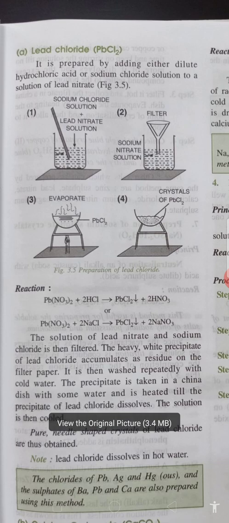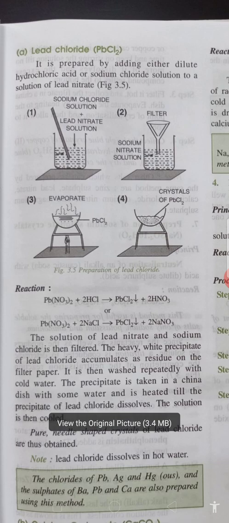So you can see the reaction given here, children. Pb(NO3)2 plus HCl or plus NaCl gives you lead chloride, which is insoluble, and nitric acid or sodium nitrate is formed. So children, this insoluble salt which is prepared, we filter it, and the solution of lead nitrate and sodium chloride is then filtered, and the heavy white precipitate of lead chloride accumulates as a residue on the filter paper.